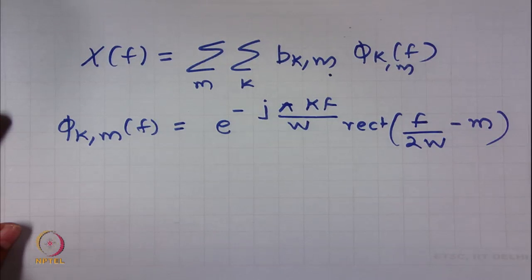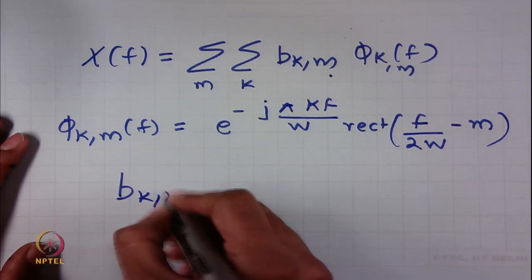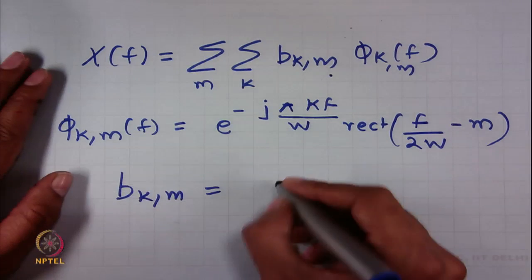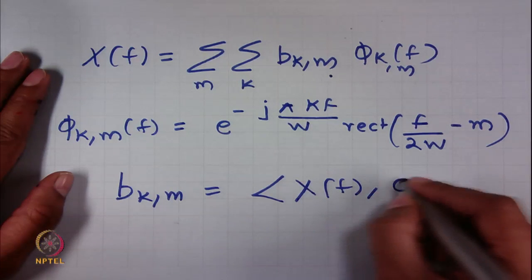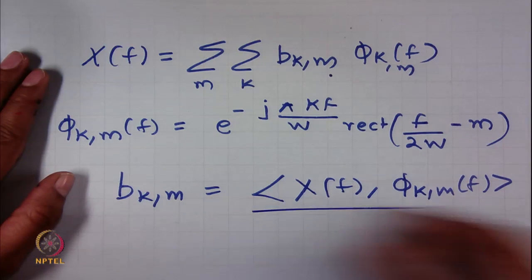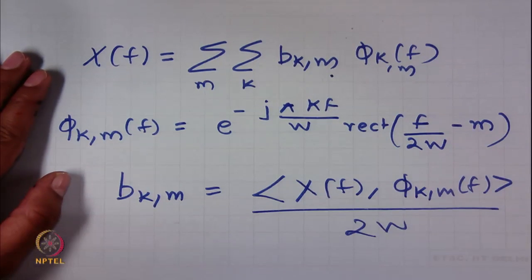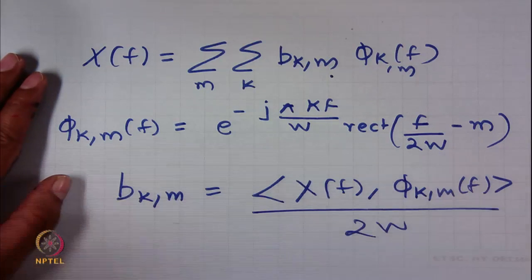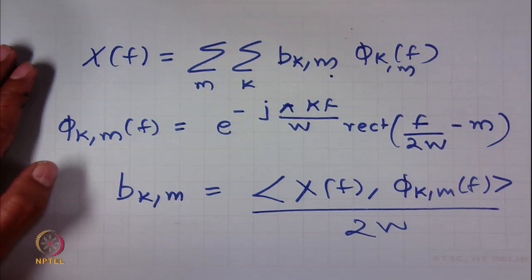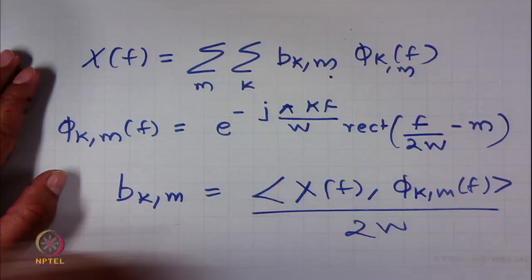And if we now want to get this b_km, obtaining it is easy. You can get these b_km by taking the inner product of X(f) with these phi_km, these orthogonal functions, and of course dividing by the energy of these functions. You can prove that the energy of these functions is 2W. The energy of the functions in the case of Fourier series was T, and because T is getting mapped to 2W, the energy of these orthogonal functions can be thought of as 2W.